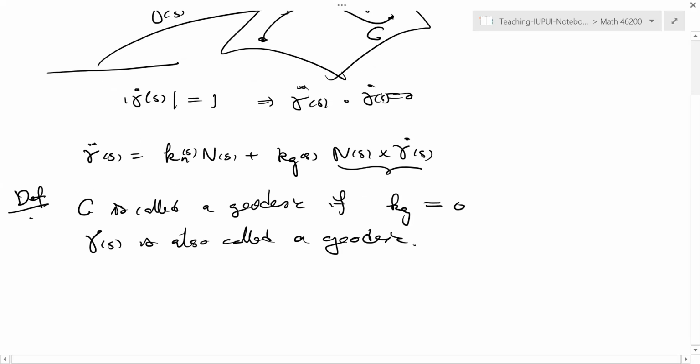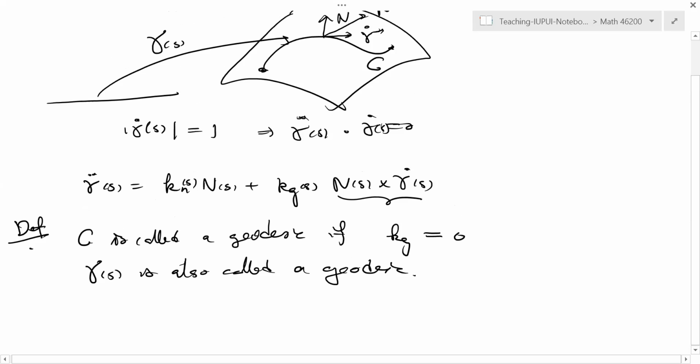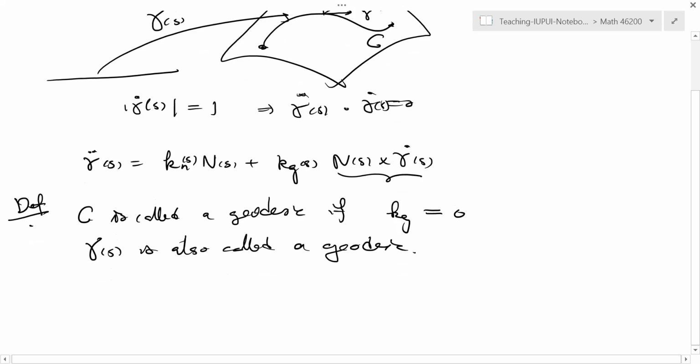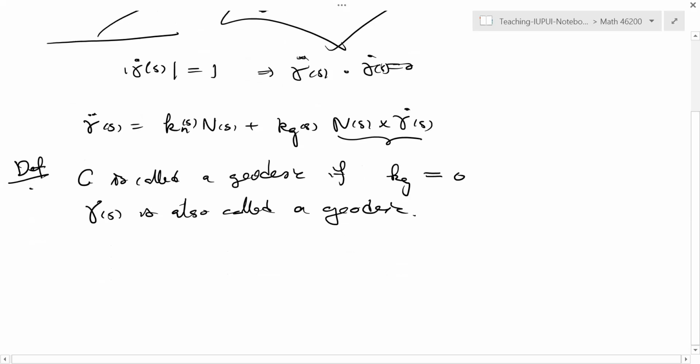Now, when we talk about a geodesic, we're talking about the curve. It should be independent of parametrization, but this curve right now can be parameterized by arc length. It may be parameterized by another arc length, but the difference between gamma and another gamma is only a shift. Anyway, this is the definition.